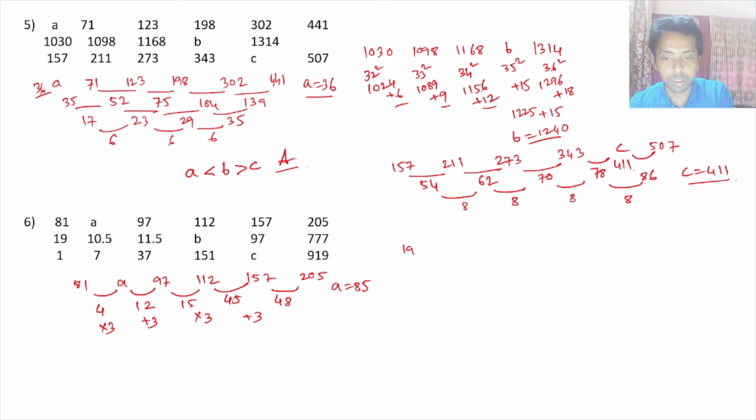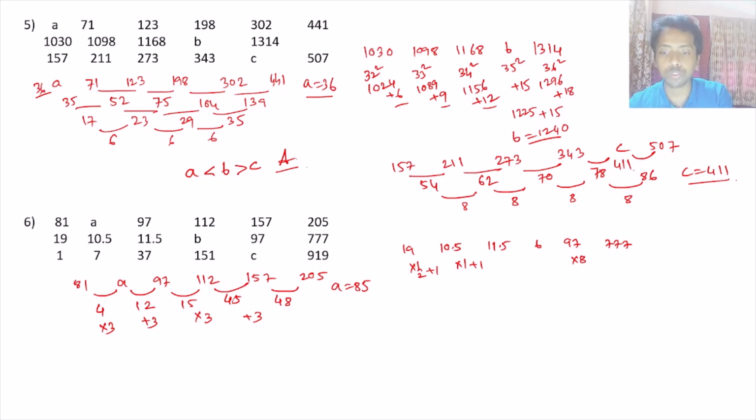Now, next one: 19, 10.5, 11.5, B, 97, 777. 19, 10.5, close to half. So if this is multiplied by half, that means 9.5 plus 1. This is multiplied by 1 plus 1. This one we don't know, but yes, 97, 777.